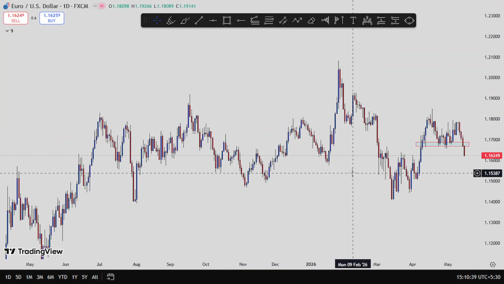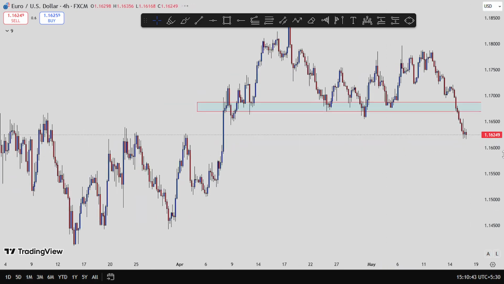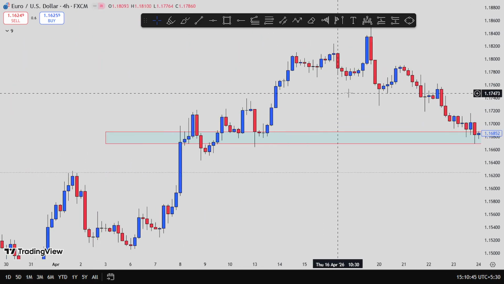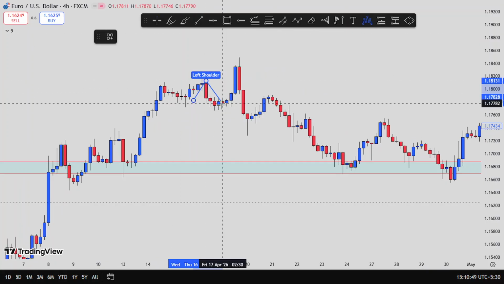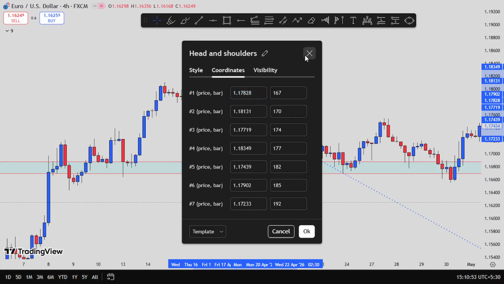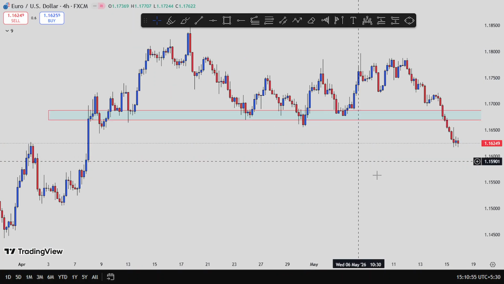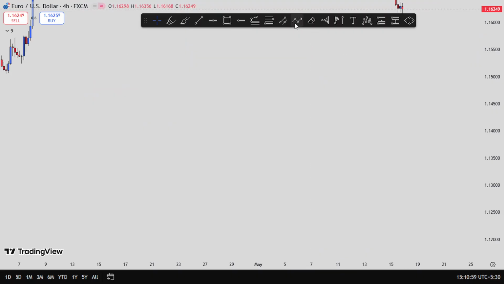It is just an extra confirmation. It does not affect my trade in any way. Here you can see a very nice, beautiful head and shoulders pattern. Why do we use head and shoulders? Because, understand the reasoning behind it.